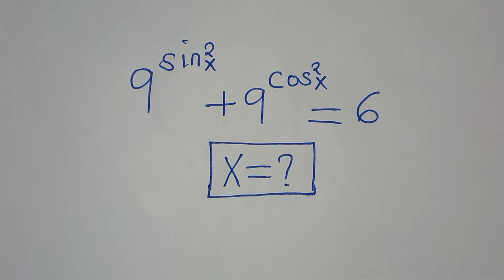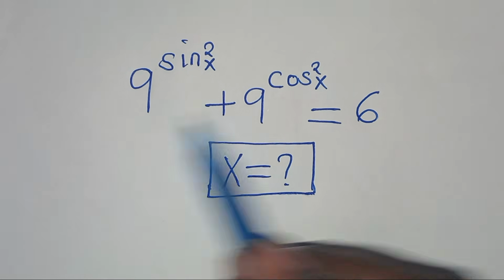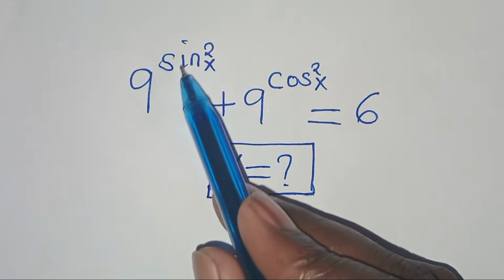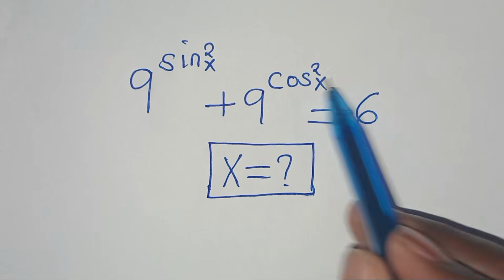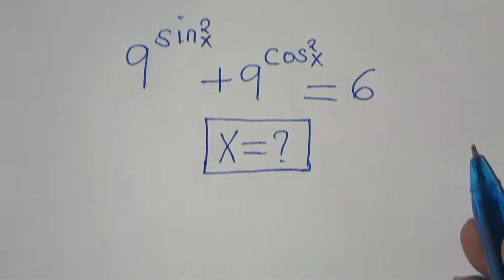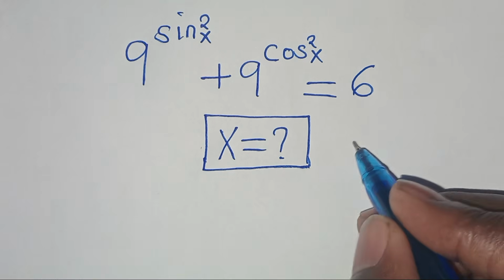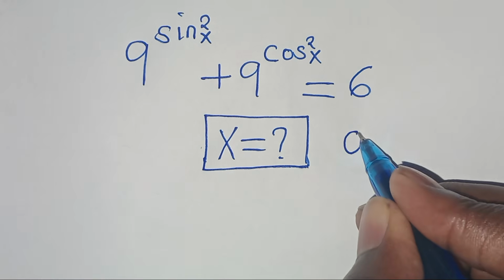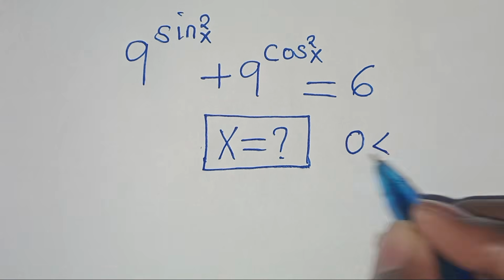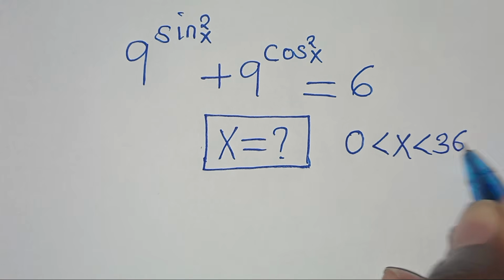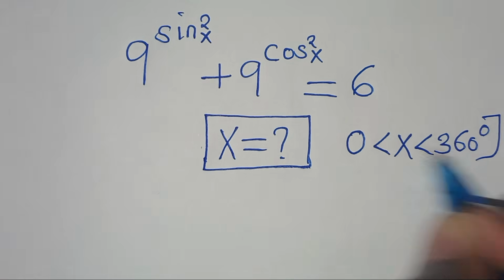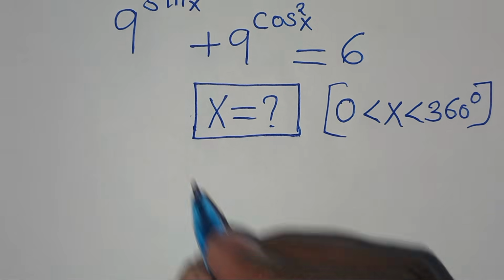Hello everyone, you're welcome to solve this nice trigonometry math problem, which is 9 raised to the power of sine squared x plus 9 to the power of cos squared x. This is equal to 6. So what are the values of x? Remember, the values of x here are the angles ranging from 0 all the way to 360 degrees. So let's provide a solution from here.